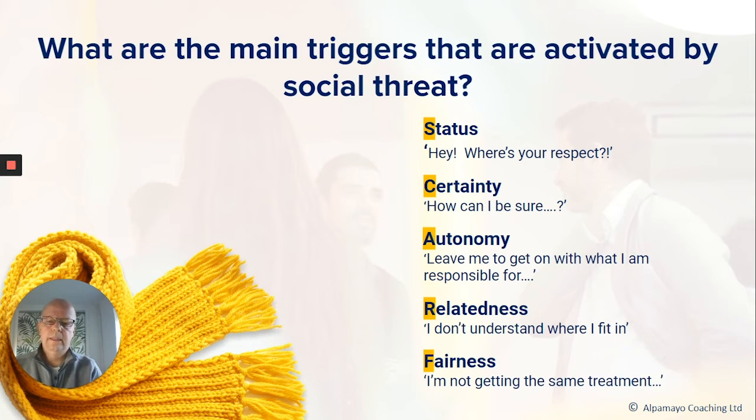And the last one in the SCARF model that is described by David Rock as a trigger in responding to social threat is fairness. So if your sense of fairness, either on behalf of yourself or on behalf of another person or on behalf of an organization, is impacted, that can manifest itself in terms of feeling socially threatened.